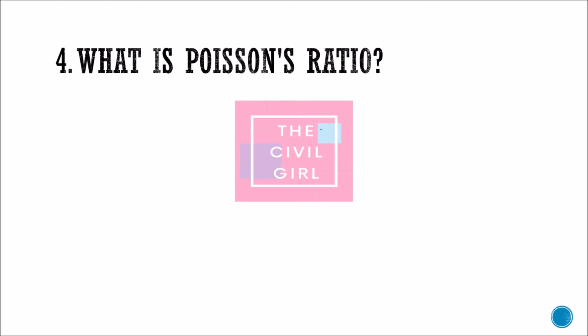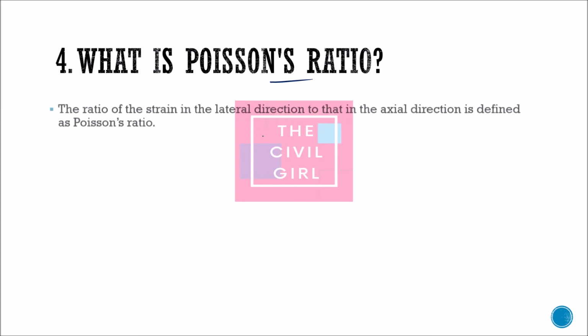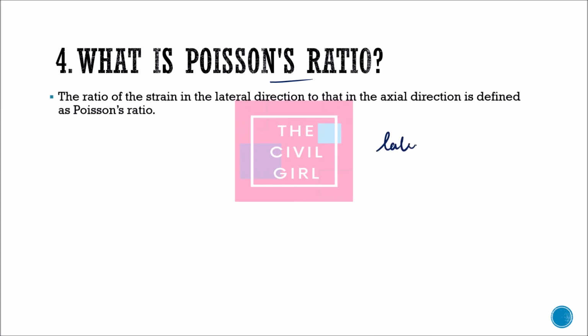Go to the next question, what is Poisson's ratio? It's a simple question. It is nothing but lateral strain divided by longitudinal strain. Another thing you have to keep in mind for Poisson's ratio is that the maximum value of Poisson's ratio can be up to 0.5 only. This question has been asked in so many competitive exams. So this is very important.